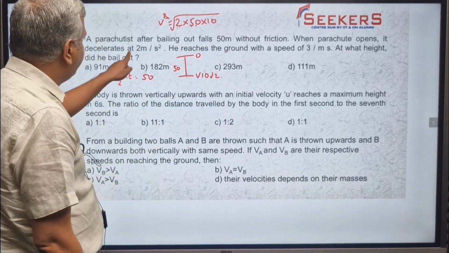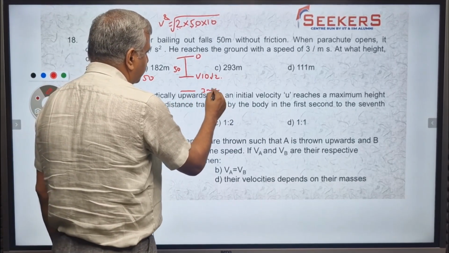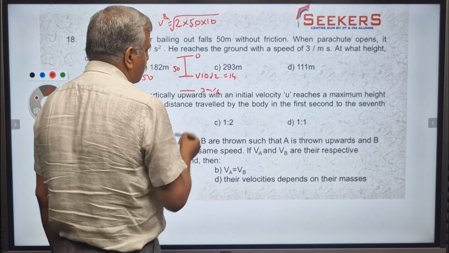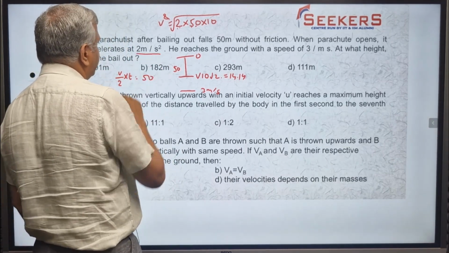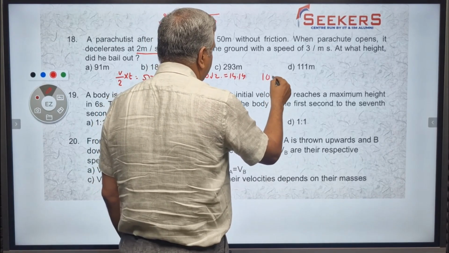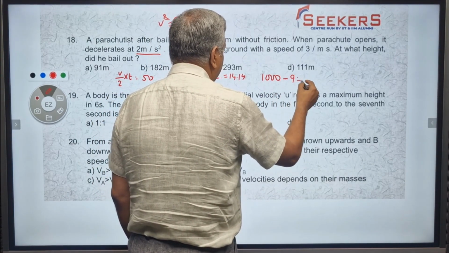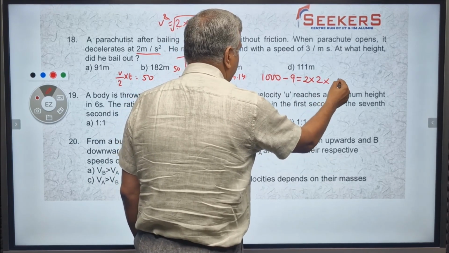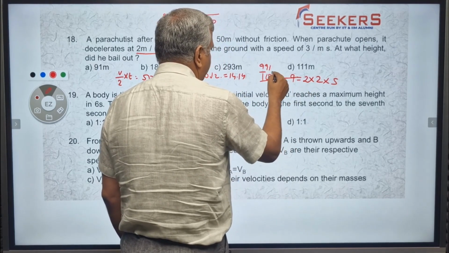Now he is decelerating and he reaches the ground at 3 meters per second. So this will become approximately 14.14. So now he is decelerating at 2 meters per second squared. So again I'll use v square minus u square. So 1000 minus 9 is equal to 2 into acceleration, which is given as 2, into s. So this will be 991 by 4.